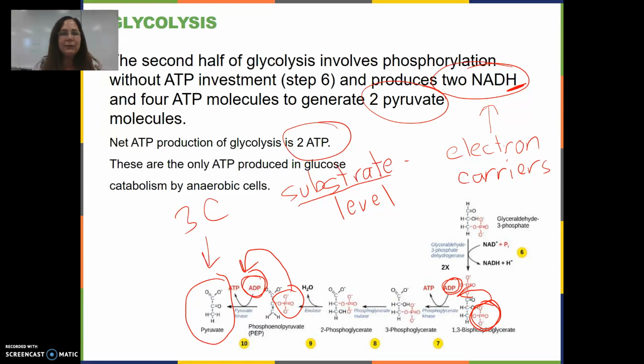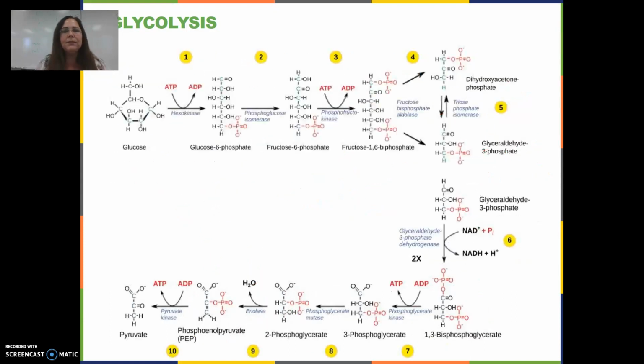So substrate level phosphorylation simply means that we remove a phosphate from some chemical or substrate and add it to ADP, producing ATP. The problem is you can't make too many ATPs that way. So glycolysis produces 2 of the ATP molecules in cellular respiration, but 2 ATP molecules are not nearly as much as our cells need.